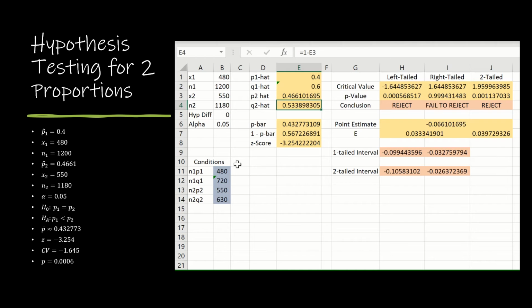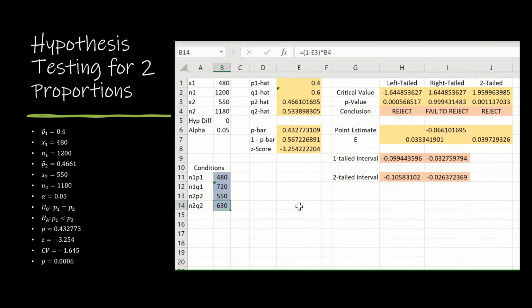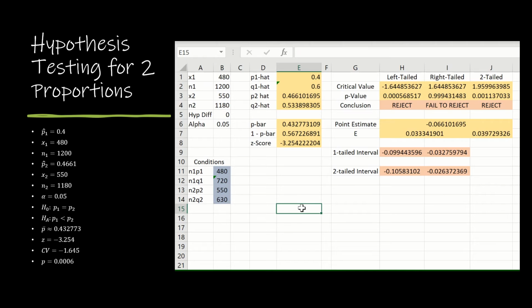And then that's how I can check the conditions, because I'm going to take N1, which is obviously up here in B2, and take it times P1. So P hat 1, which is E1. And so I've done that for N1 P1, N1 Q1. I've done this for N2 P2 and N2 Q2. And notice all of those values are greater than or equal to 10, so we're okay.